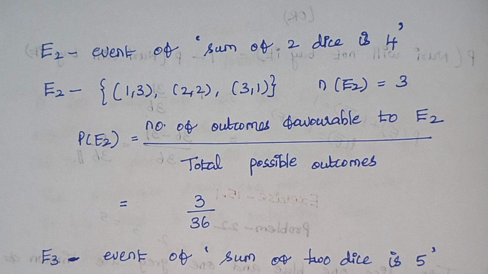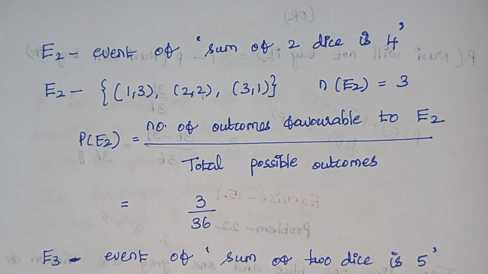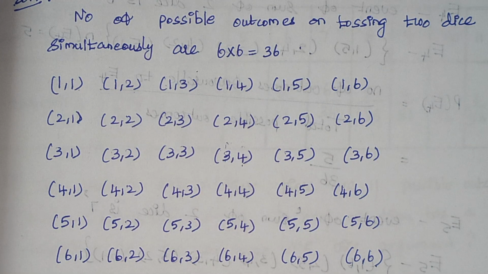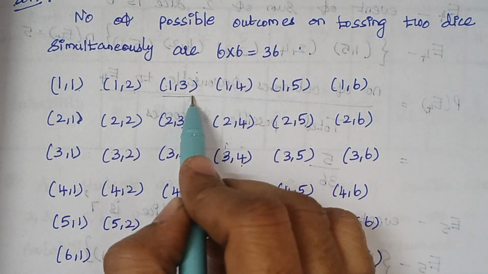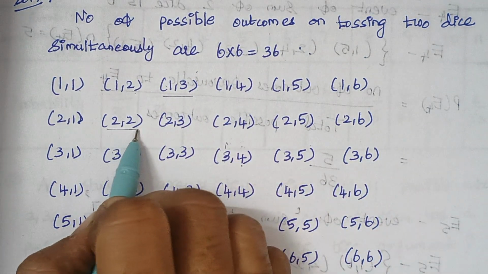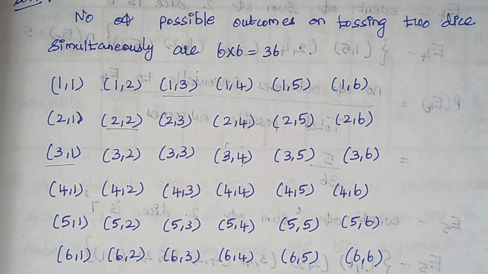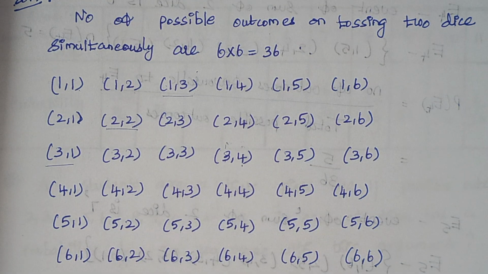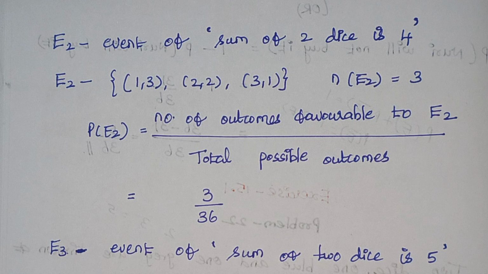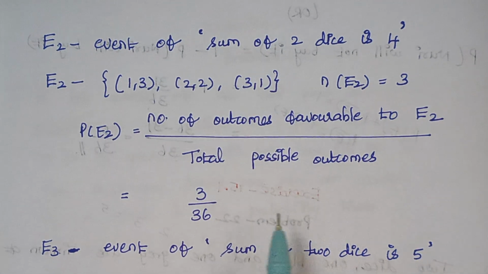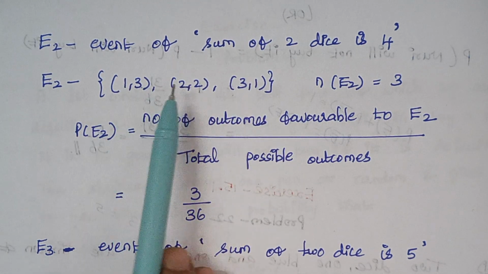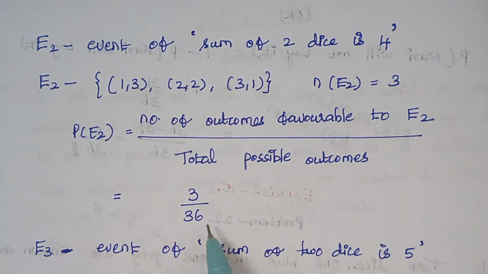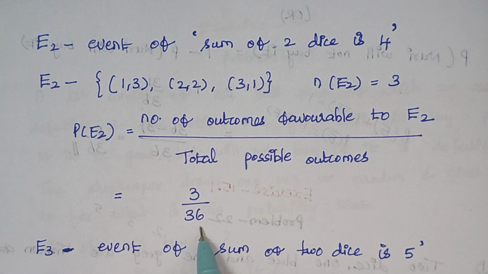Let E2 be the event that the sum of two dice is 4. So again, we have to look back at the possible outcomes. When you add two numbers, you should get 4. So here again you look, 1 plus 3 gives you 4, and 2, 2 gives you 4, and 3, 1 gives you 4. That's it. So totally 3 outcomes. So the number of outcomes favorable to E2 divided by total possible outcomes. So here these are all the favorable outcomes. When you count, we have 1, 2, 3, 3 numbers. So here it is 3 by 36.